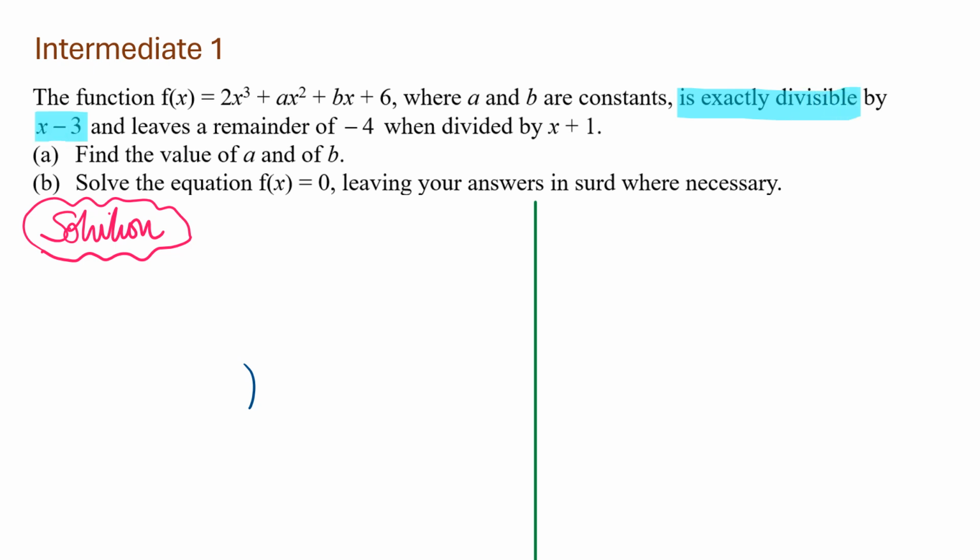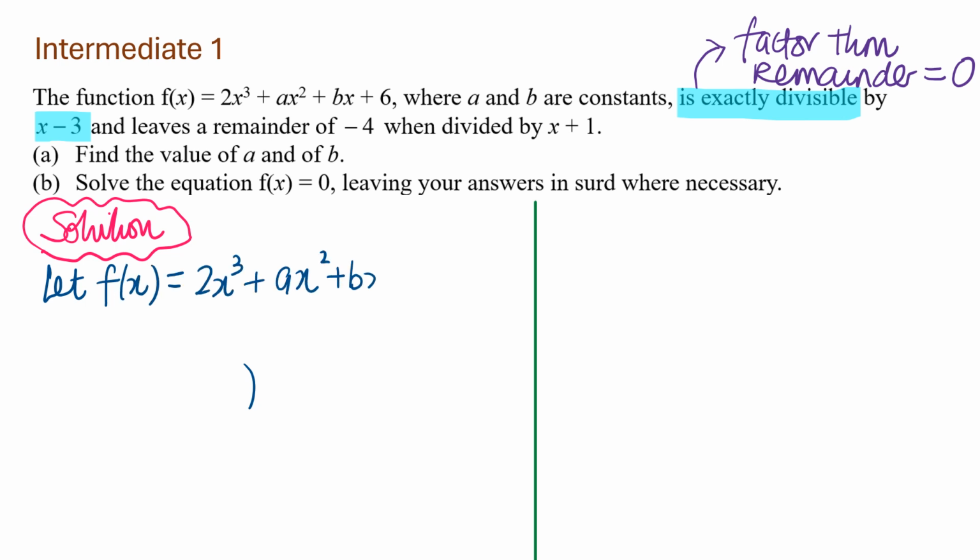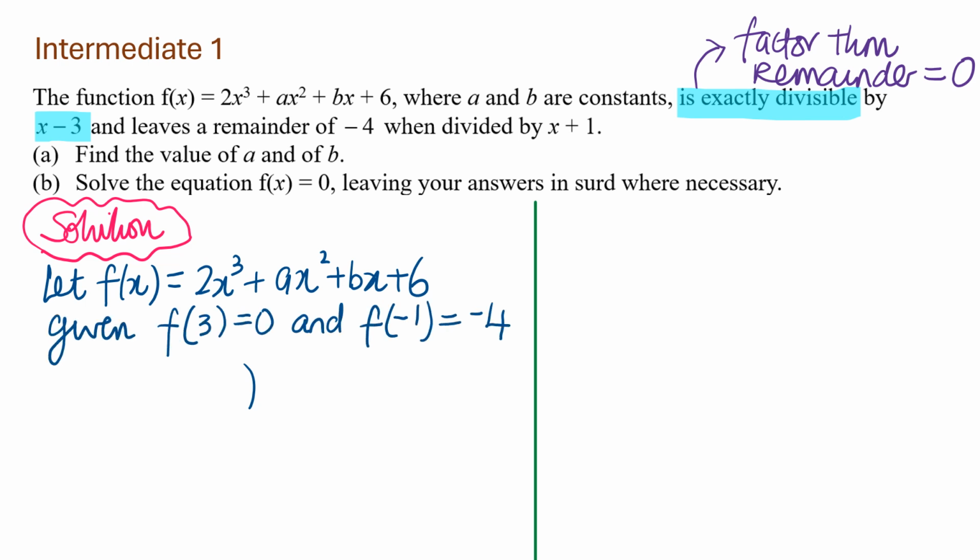So let's break down the information using the factor theorem, because when it's exactly divisible by x minus 3, it means the remainder is equal to 0. As what we have done earlier, let's call this polynomial f of x, right? And f of 3 will give you remainder 0.